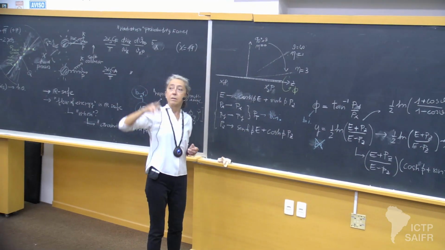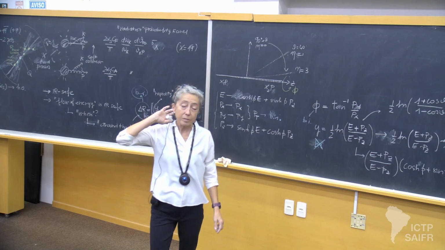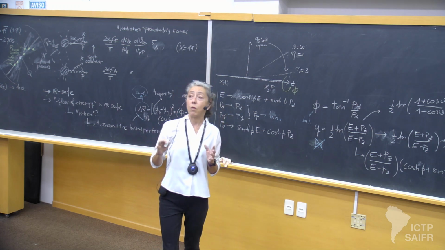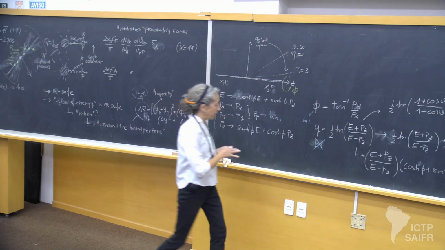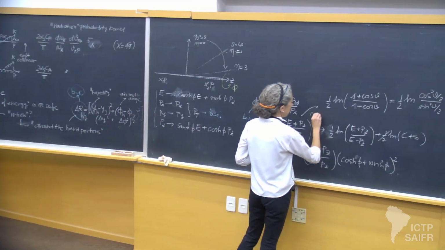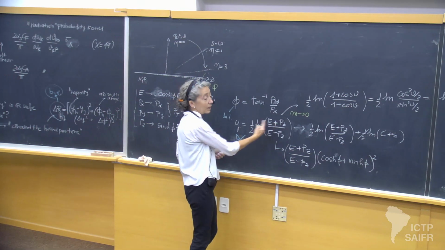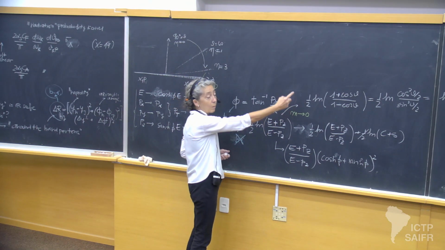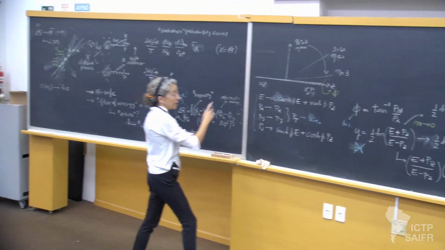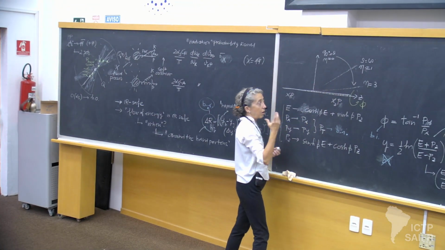Yes? What is the relation of eta with y? Sorry? The relation of eta with y? Eta with y is just the massless limit of y. Okay. So eta is the massless limit of y. So when I went from here to here, I'm just taking the mass of this object going to 0, and you see that the E factors out, and you're left with 1 plus cos theta divided by 1 minus cos theta.